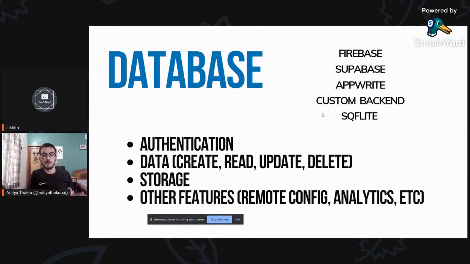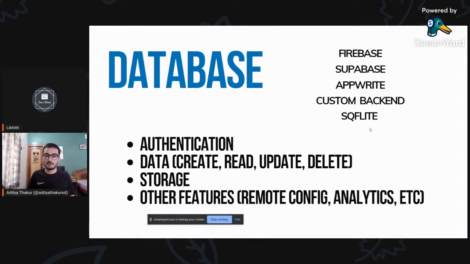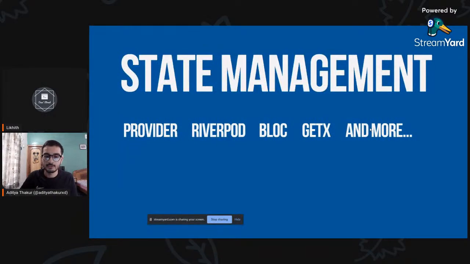These are all the different options that you have available. But after you're done with UI and some basic implementation of local files, HTTP and other API calls, you can work with authentication, data, and storage in databases. There are different databases available out there. Firebase is the most common one we use with Flutter. Most Flutter devs use Firebase, but you can also use open source alternatives like Supabase, or you can build a custom backend if you're familiar with Node.js. And lastly, you can work with SQLite, a local database that you can use in Flutter.